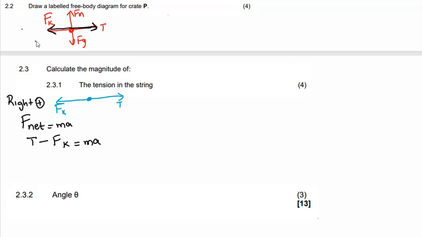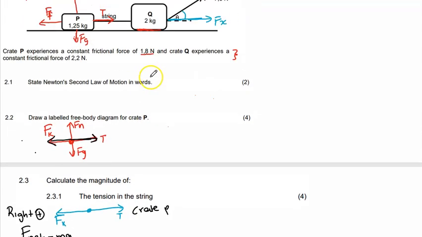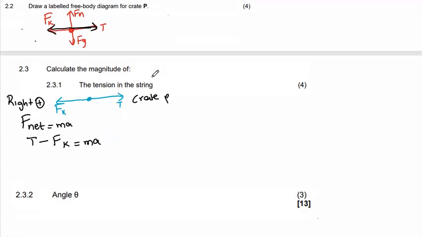Okay, so now if you understand that part, we need the kinetic friction of what? Of crate P. Remember, this is the free body diagram for crate P. So let's go to the statement. They say crate P experiences a constant frictional force of what? 1.8 newtons. So where there's Fk here, we're going to substitute minus 1.8 newtons.